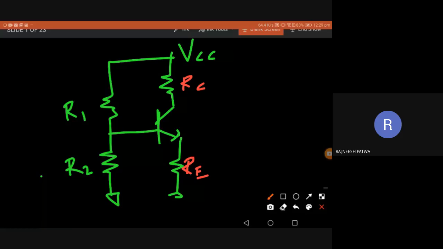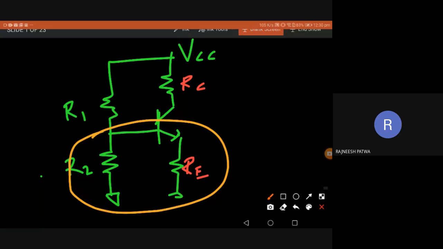We need to start with this circuit, right? This bottom part of the circuit will give us the current across the emitter resistance RE. So first we have to calculate the base voltage, like in any other previous questions. First we calculate the base voltage, and if there is a current there, we calculate the current, then calculate the collector current.